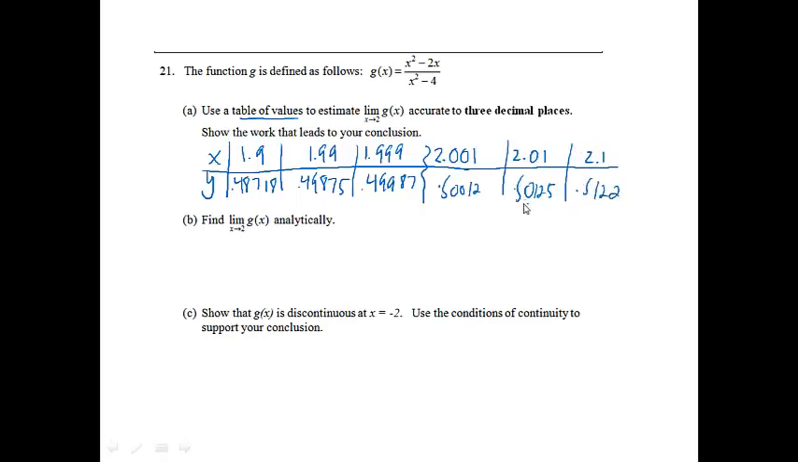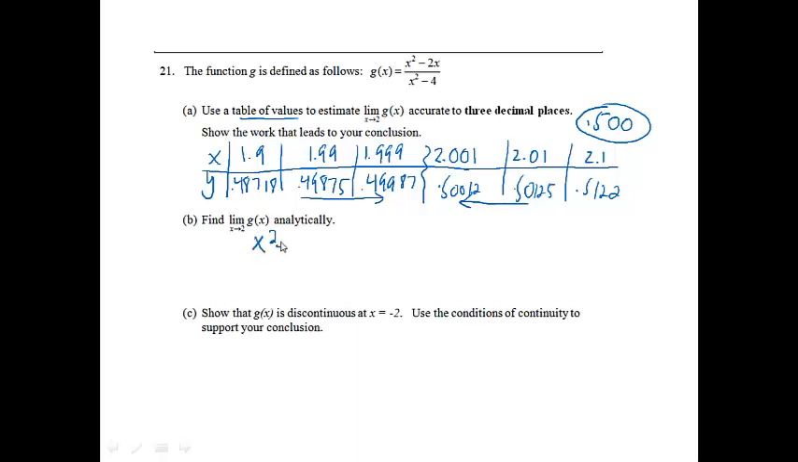So as I'm coming in from the right, and as I'm coming in from the left, I notice that they are approaching, it looks like 0.5, and since it needs to be accurate to 3 decimal places, my limit will be 0.500. Okay, part B says to find the limit analytically, so that means using algebraic methods.